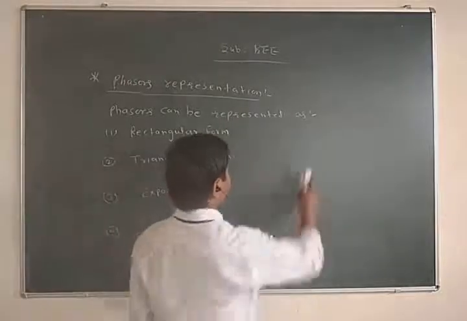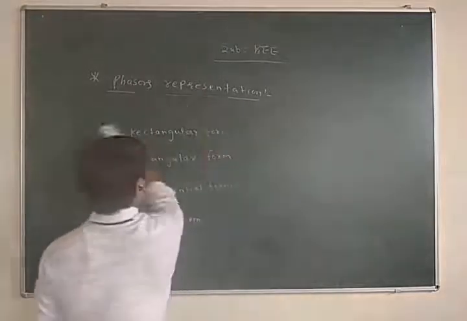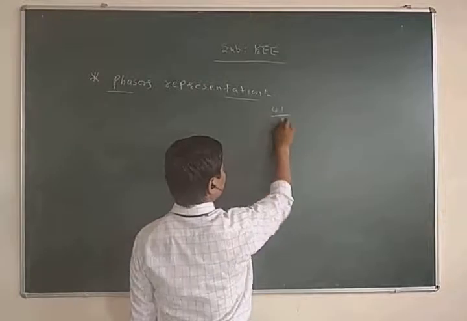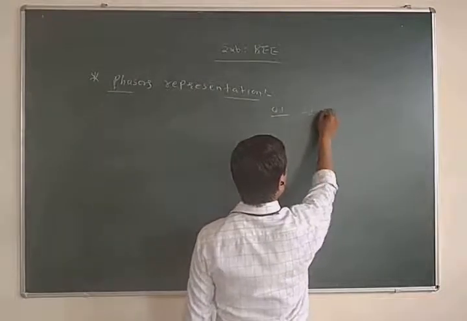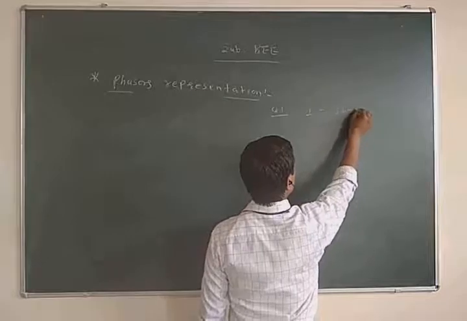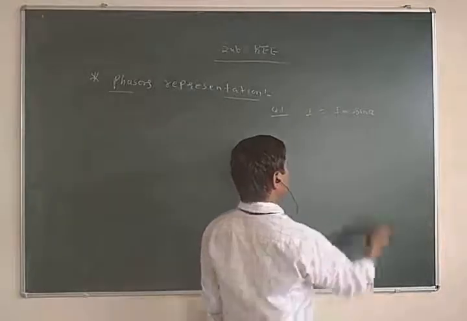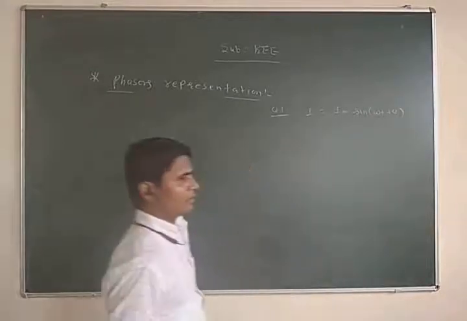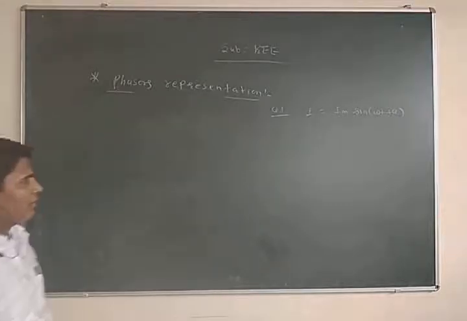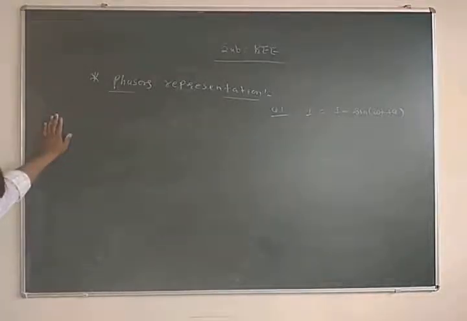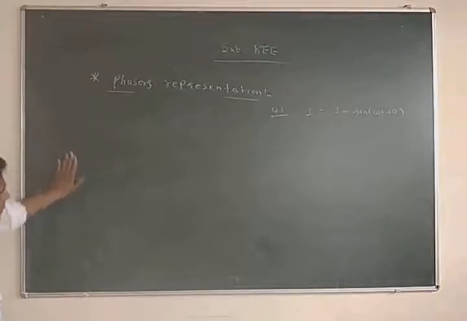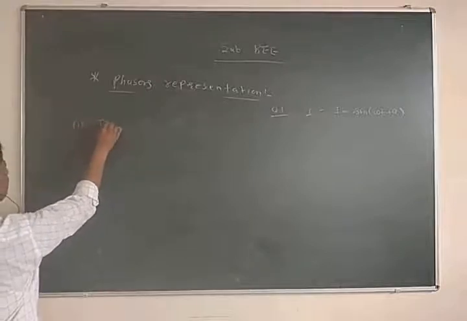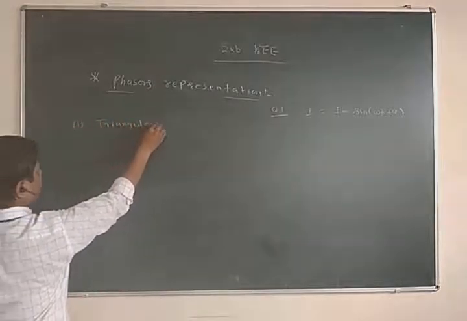Now the question is, if I is equal to Im sin (omega t plus theta), draw I as different phasors. So first is rectangular form.